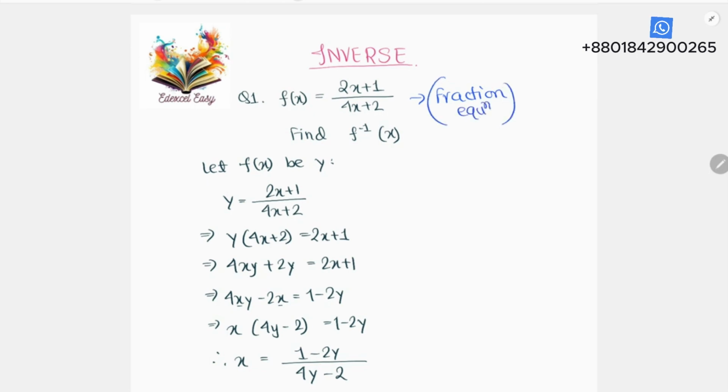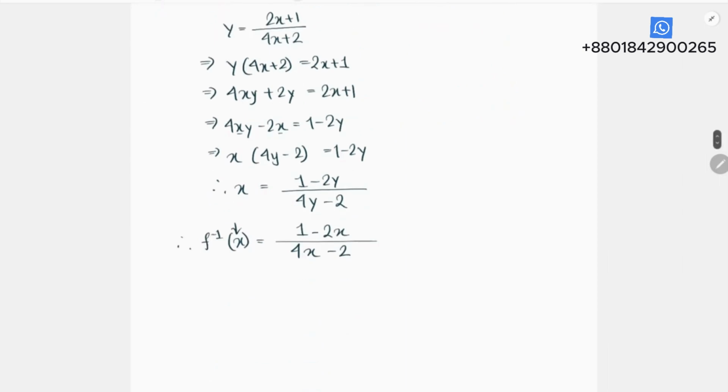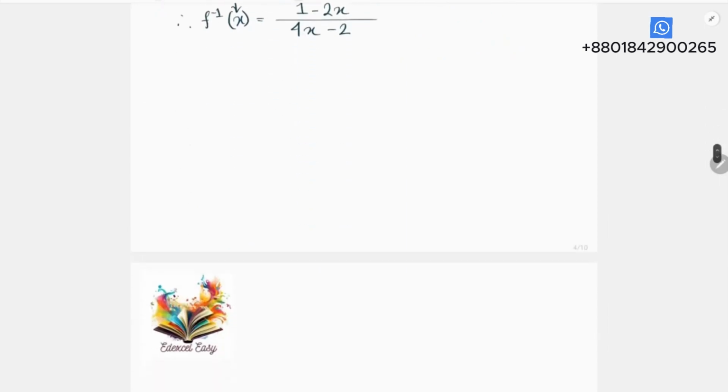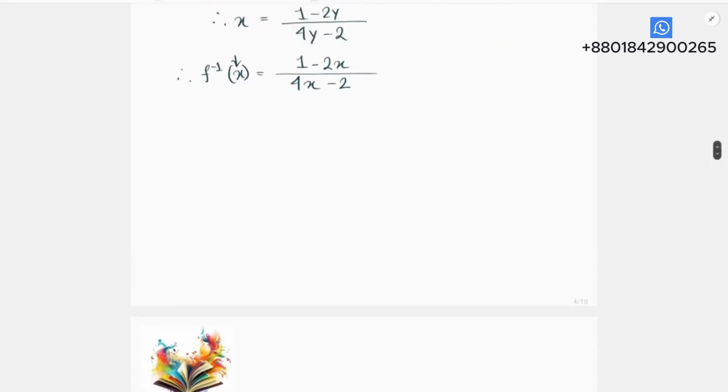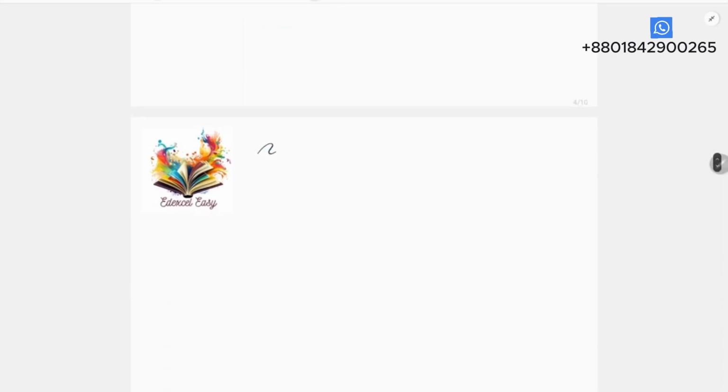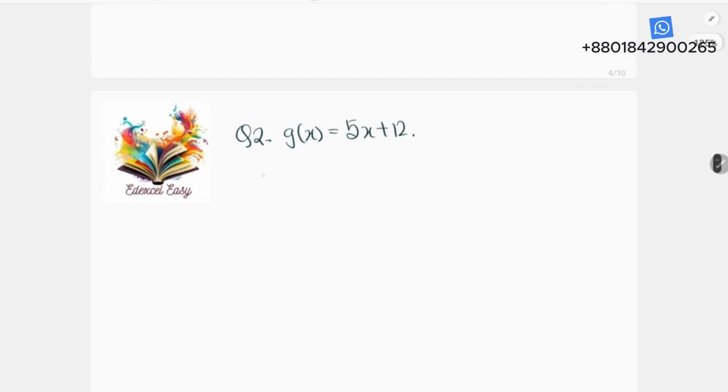Okay, so this was an example from fraction equation. So another equation would be linear equation. Okay, so we'll use this second page. Now they have given you an equation of g(x) = 5x plus 12.